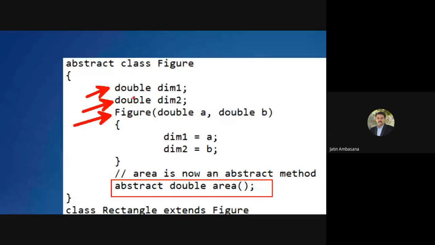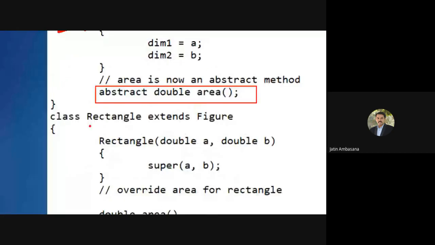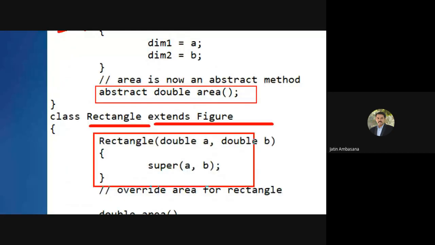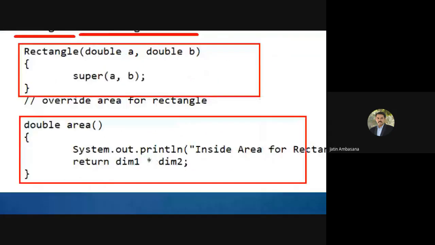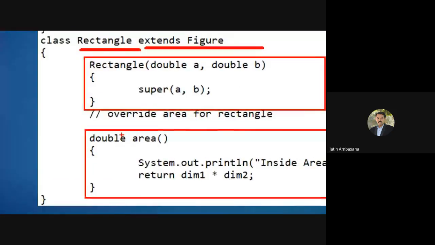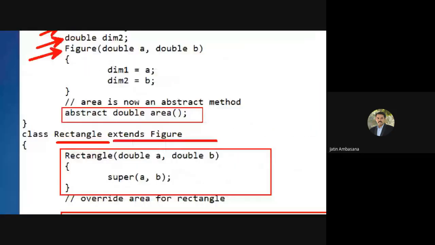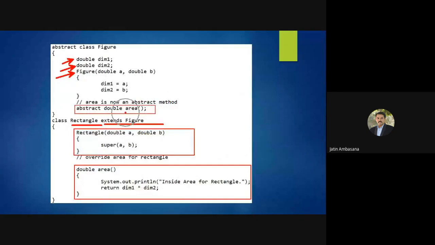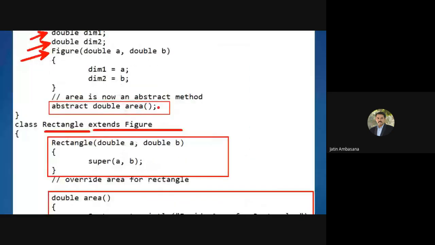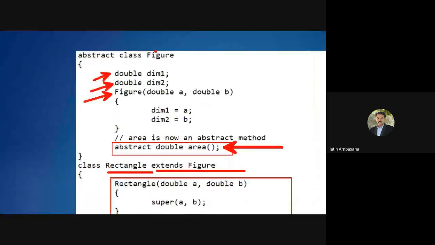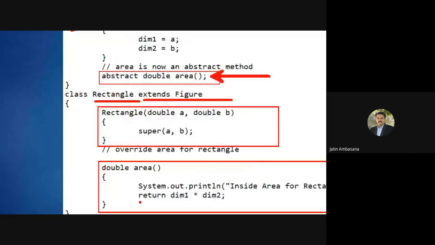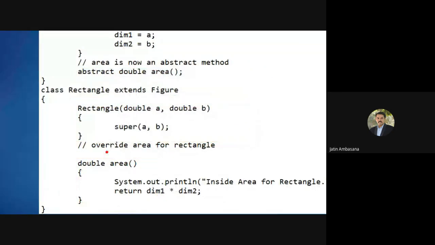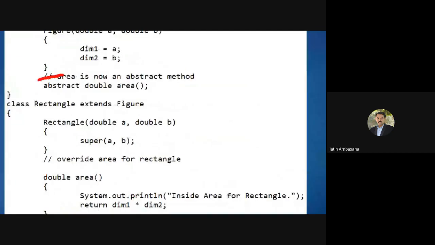Now see, we say class rectangle extends figure. And here we have this constructor, and also we override the area method, which was abstract in the parent class figure. Got the point? Here we are implementing this double area. Here we are implementing the area method. Here we are just declaring it as an abstract method.